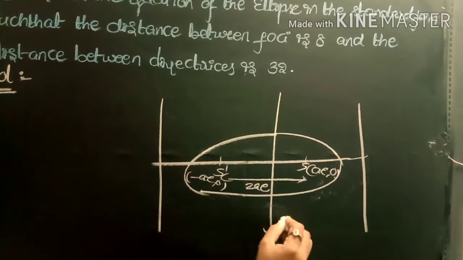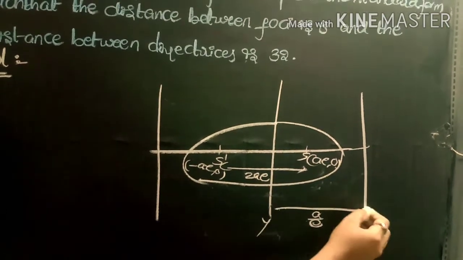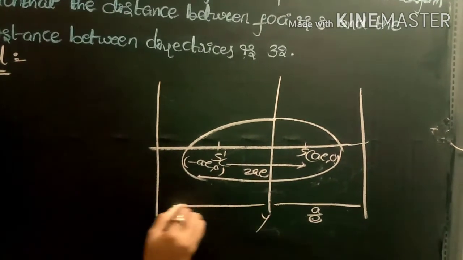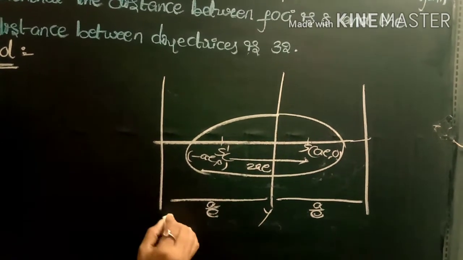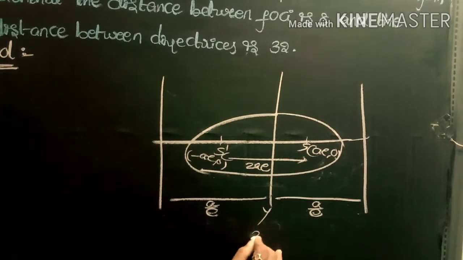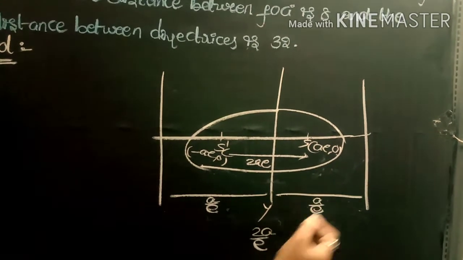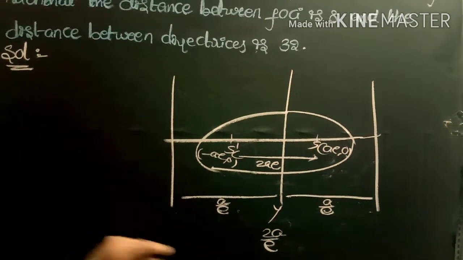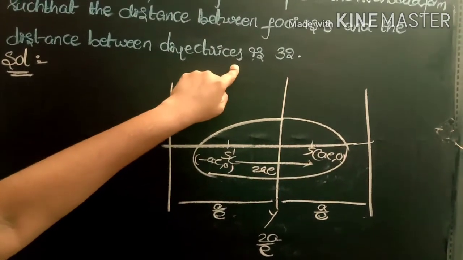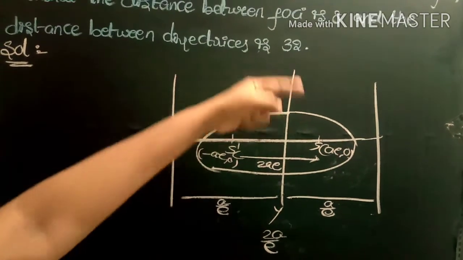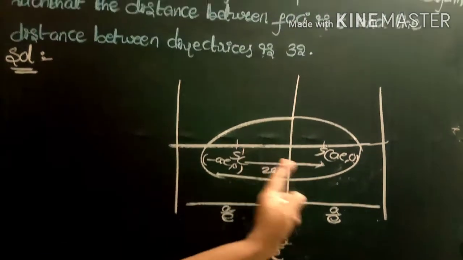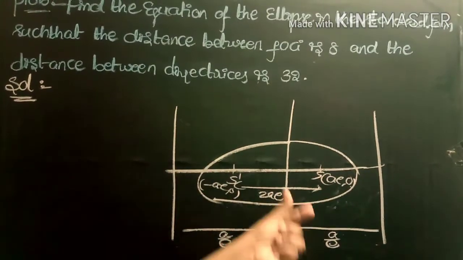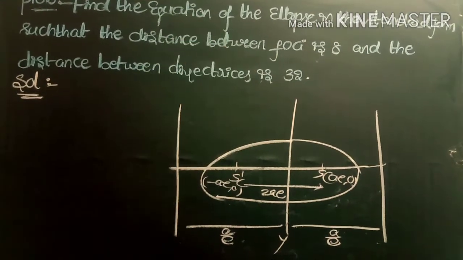32. This is the y-axis. So the distance between the y-axis and this line is a by e, and the distance between the y-axis and this line is a by e. Therefore, the distance between the two directrices is a by e plus a by e, that is 2a by e. So given the distance between the directrices is 32, that is 2 into a by e equals 32, and the distance between the foci is 8, that is 2ae equals 8. By using these two values, we can find the equation of the ellipse.